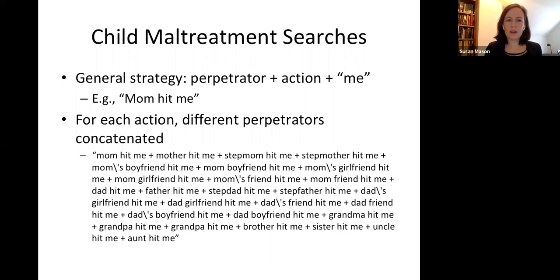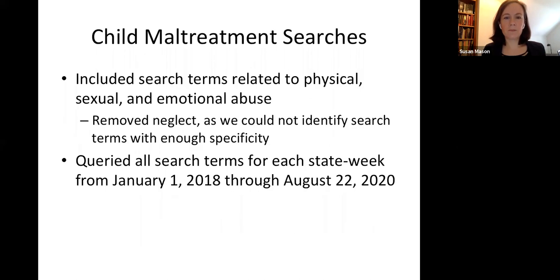So our general strategy was to combine a perpetrator with an action with "me." So for example, "mom hit me" would be one of the search terms. For each of those actions, we concatenated different perpetrators. We had multiple different actions for each of the domains of abuse and neglect, and then all of those were searched together. We had a huge number of search terms in this query. We ended up including search terms related to physical, sexual, and emotional abuse, and we removed neglect because we couldn't find search terms that we thought were specific enough.